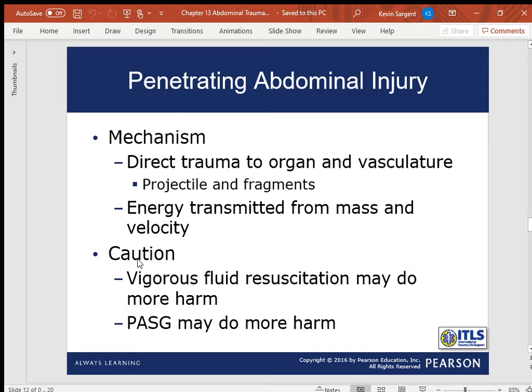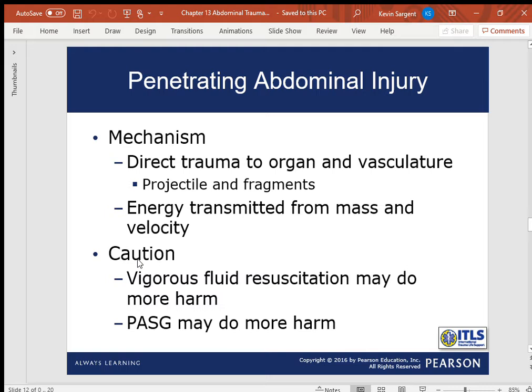One thing you need to do is be very cautious, okay? Vigorous fluid resuscitation may do more harm. Generally, think of fluid resuscitation as standard 20 milliliters per kilo, or 20 cc's per kilo, of crystalloids. We all know that crystalloids, we carry normal saline, lactated ringers. And crystalloids are crystal clear. They have no oxygen carrying capacity, whereas colloids, blood or blood products, do.